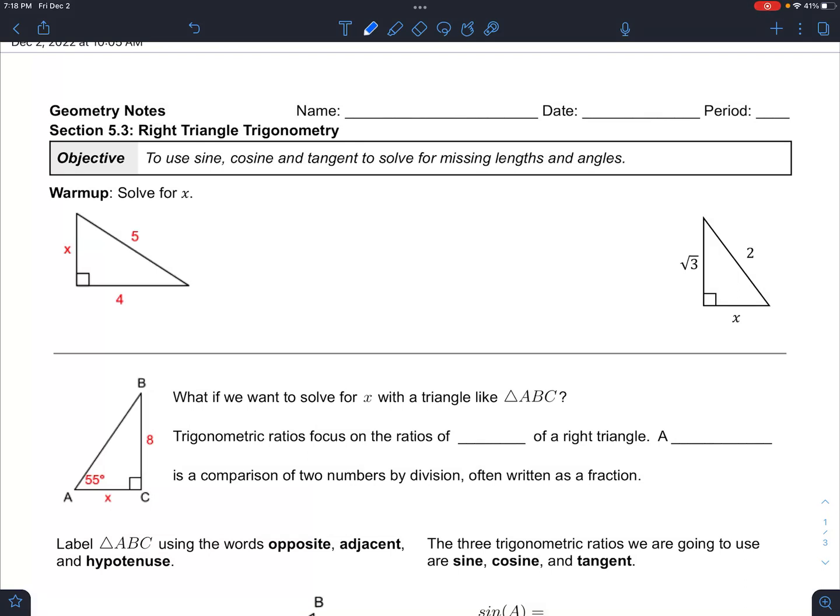Okay, let's finish out 5-1, 5-2, 5-3 with some right triangle trigonometry. So go ahead and try these Pythagorean theorem questions. Here are the answers so you know what to look for. Just practice setting up a squared plus b squared equals c squared, where c is the hypotenuse's length.